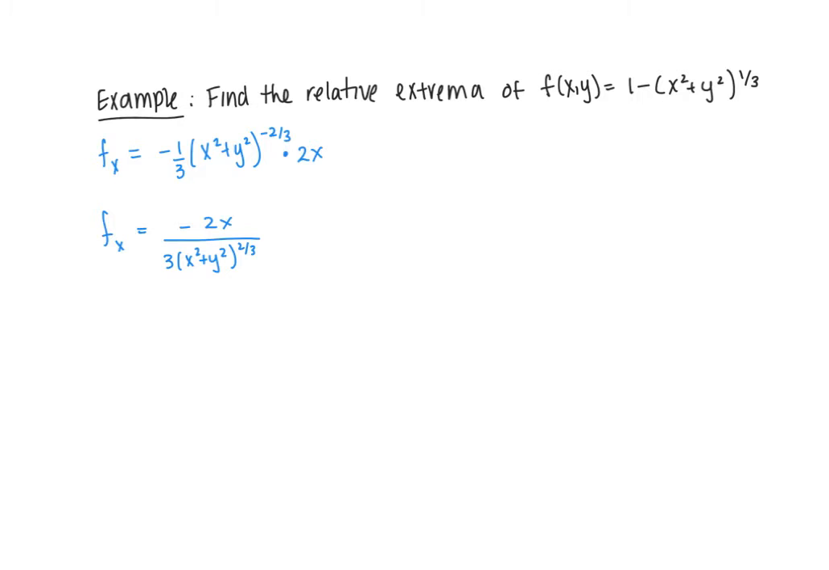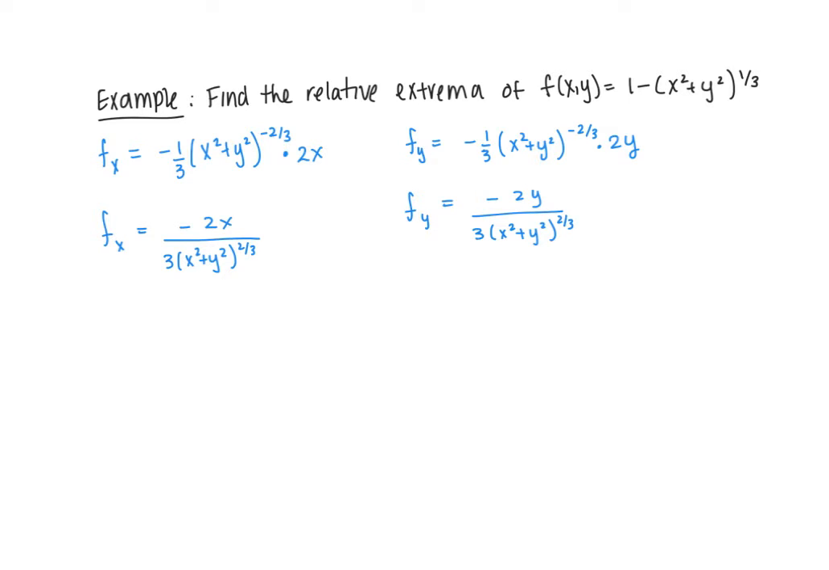The partial derivative with respect to y is going to be very similar. The derivative of the outside is negative 1/3 times x squared plus y squared to the negative 2/3, times the derivative of the inside with respect to y, which is 2y. And that simplifies to negative 2y over 3 times x squared plus y squared to the 2/3.